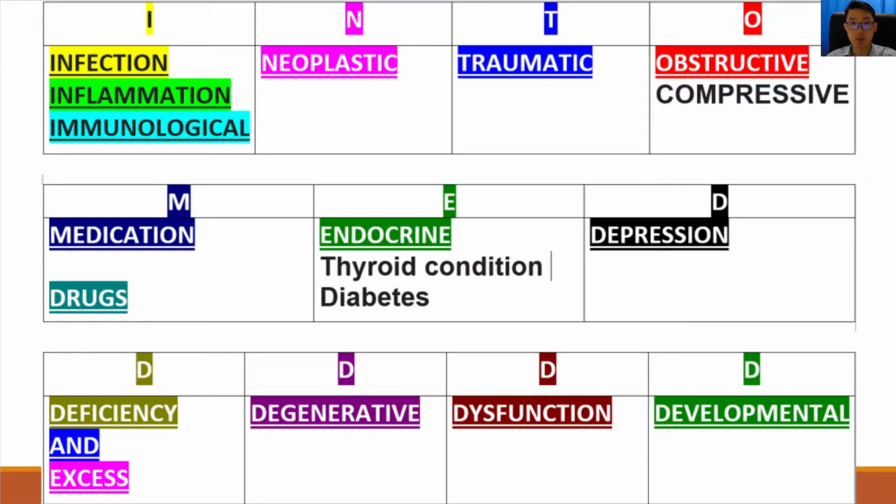Before I move on, I just want to take this opportunity again to revise the different pathological processes that can affect the body. The mnemonic that I use is INTOMAT DDDD: I for infection and inflammation, N for neoplastic, T for traumatic, O for obstructive or compressive, M for medication or drugs, E for endocrine condition, including thyroid condition or diabetes, D for depression, and the remaining 4 Ds are deficiency and excess, degenerative, dysfunction, and developmental.